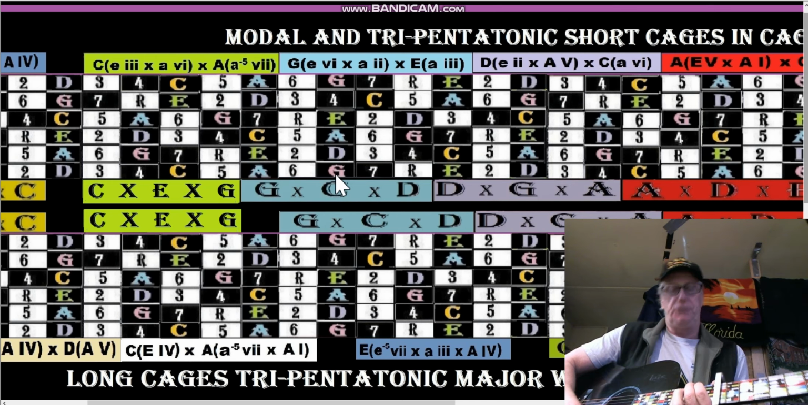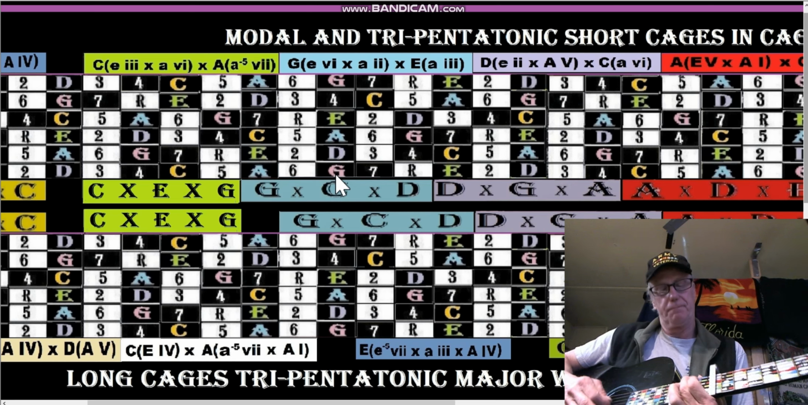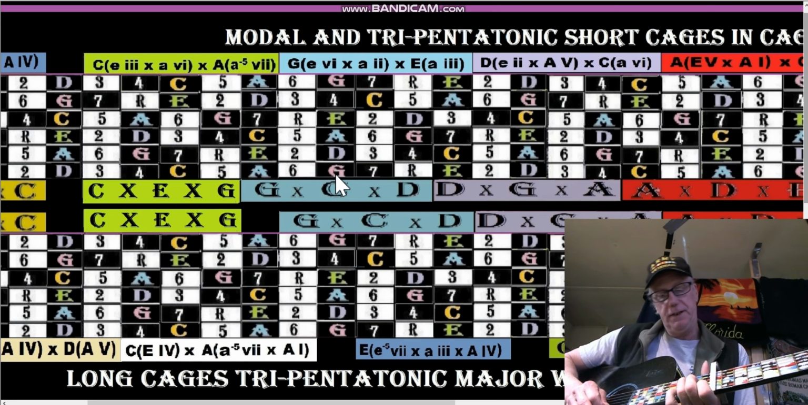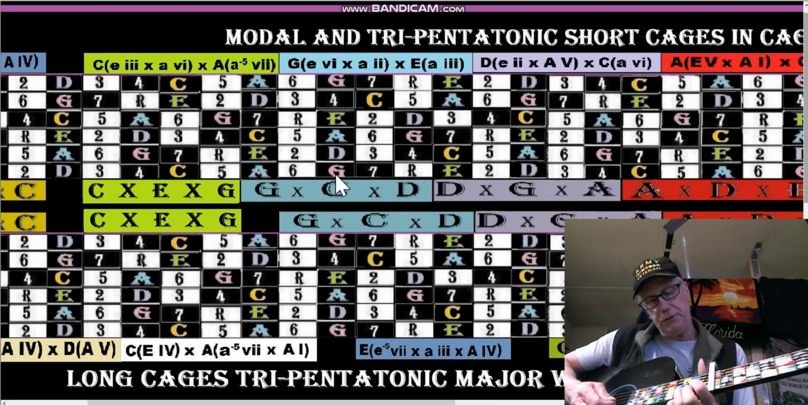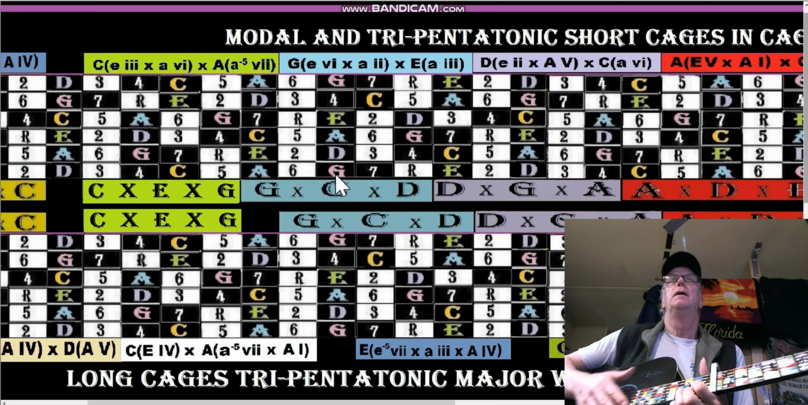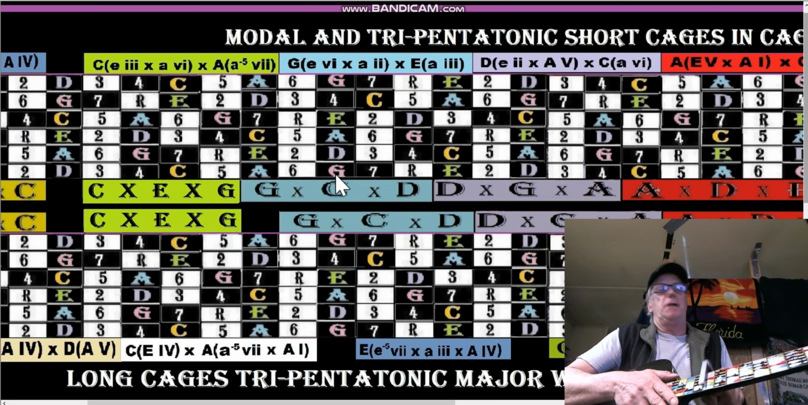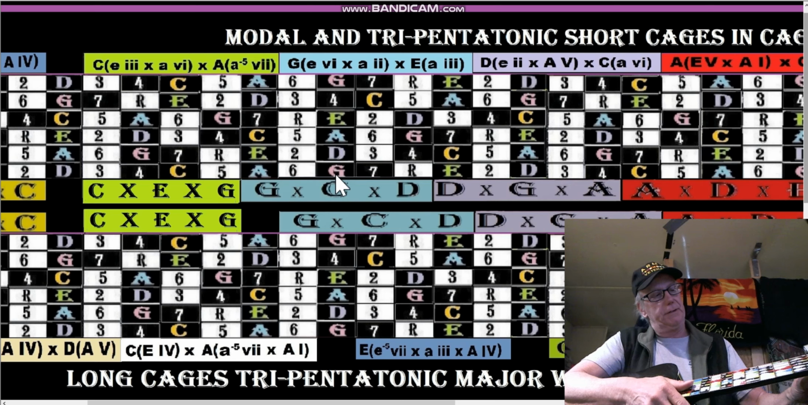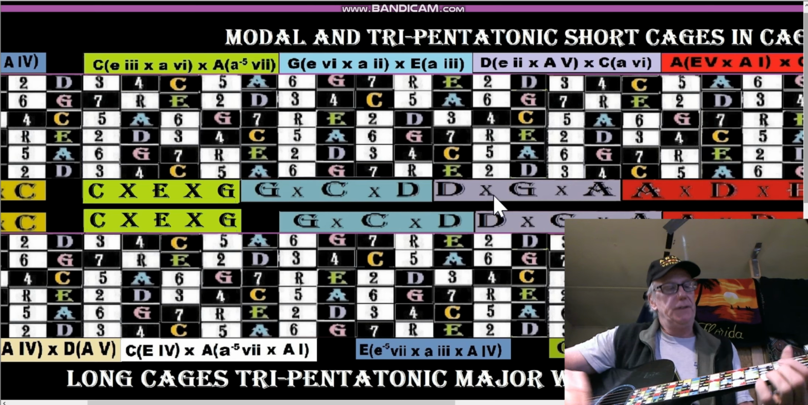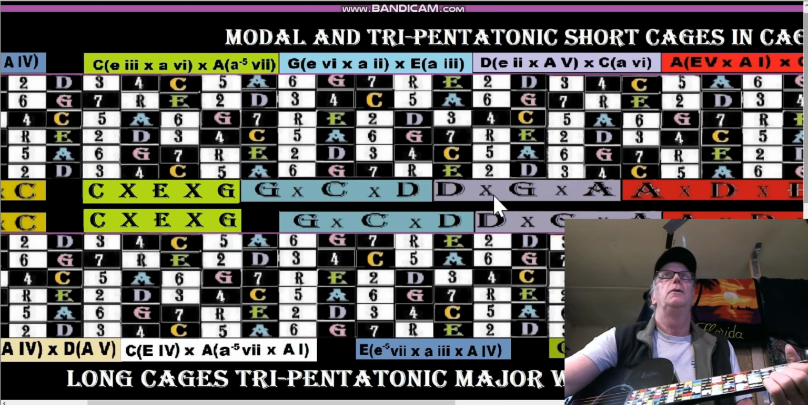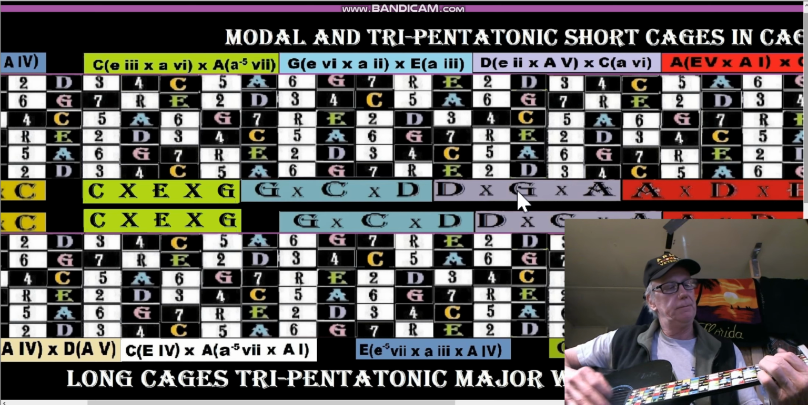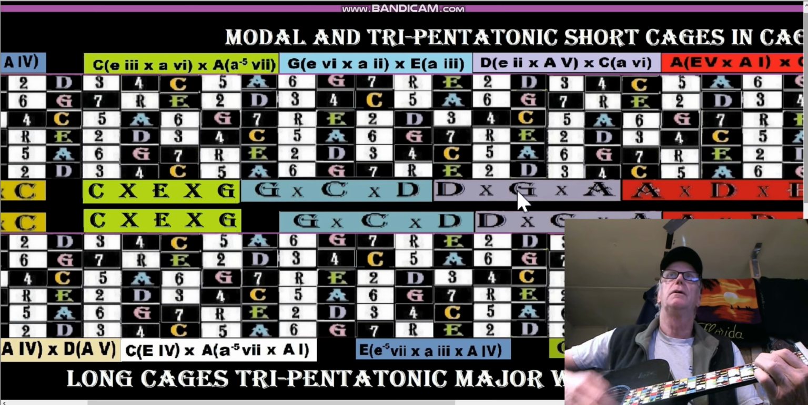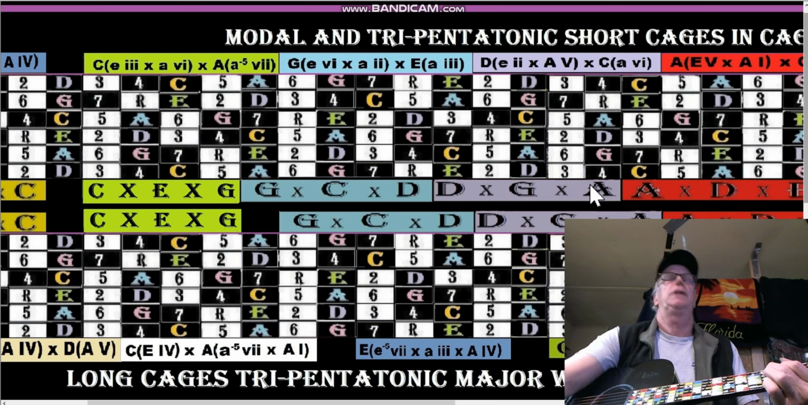We have the G-shaped C, the C-shaped F, and a D-shaped G. Okay, and similarly with the D box down here, I could put the capo down an octave lower. We have the D-shaped C, we have a G-shaped G, a G-shaped F, and an A-shaped G.